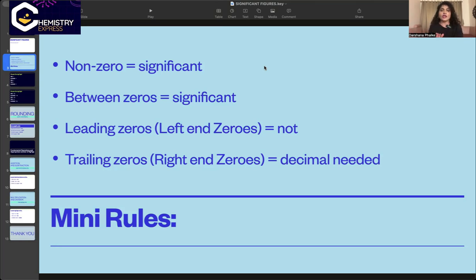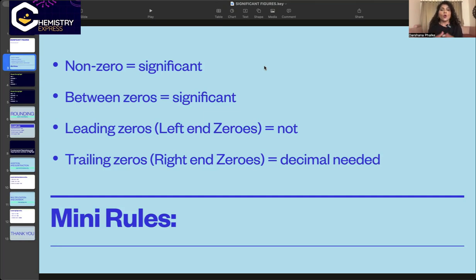Now the trailing zeros mean zeros which are at the end of the measurement. Now the trailing zeros are significant only if there is a decimal place. Once again, the zeros on the right side are called trailing zeros. The zeros towards the end of the measurement are trailing zeros. They are significant only if there is a decimal in that measurement. Otherwise, they are not significant.